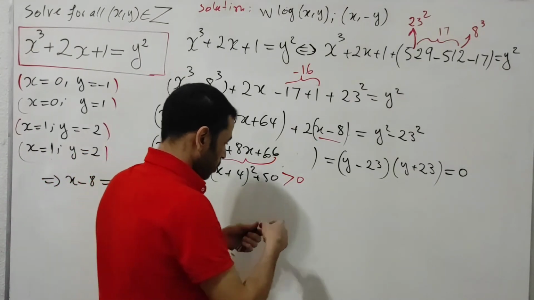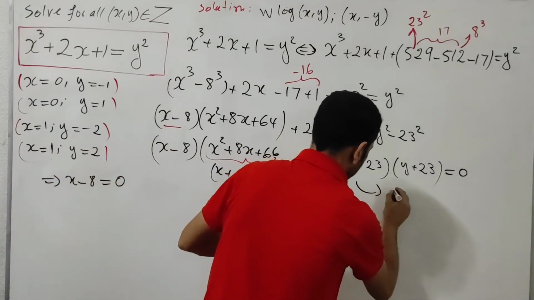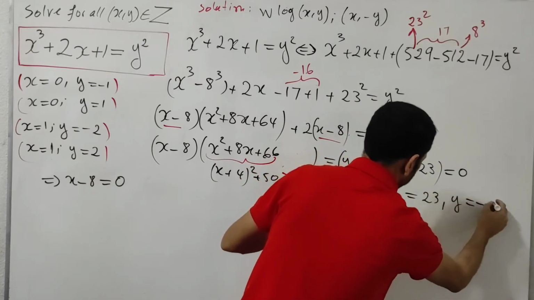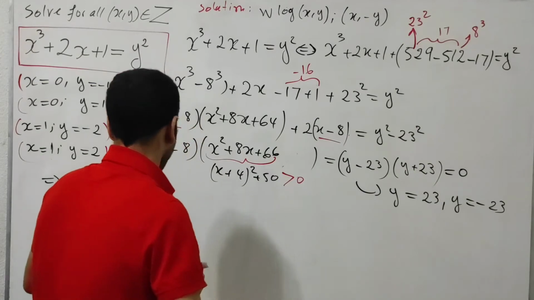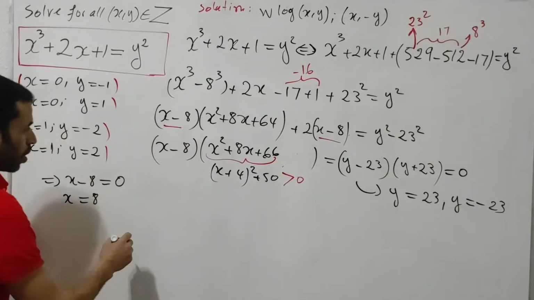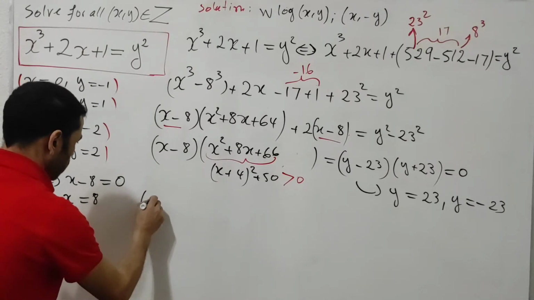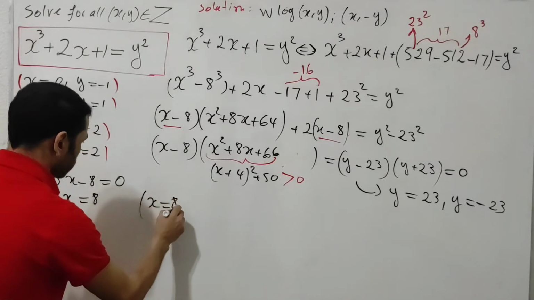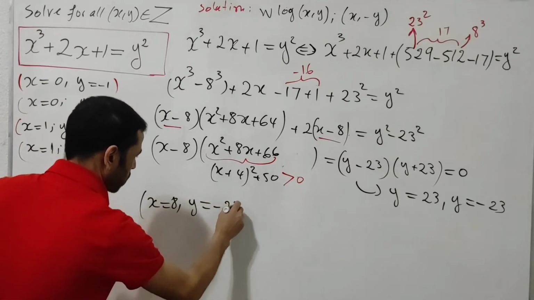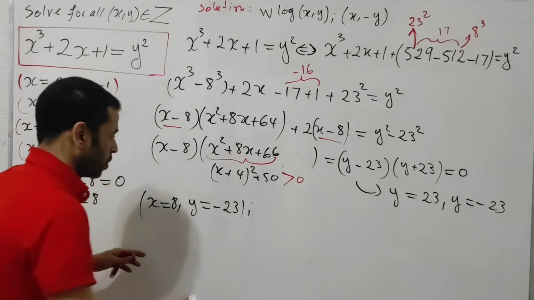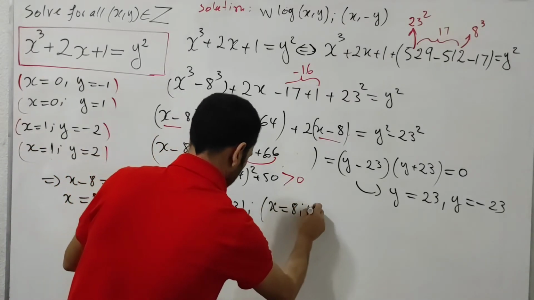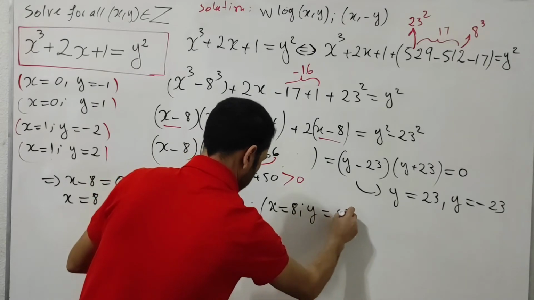So now this one is giving us y equals 23 and y equals minus 23. So we'll have a pair of solutions. For here, I will have x equals 8. Now we have a new pair of solutions. We'll have x equals 8 and y equals minus 23 as a pair of solutions. The second pair of solutions, I will have x equals 8, y equals 23.